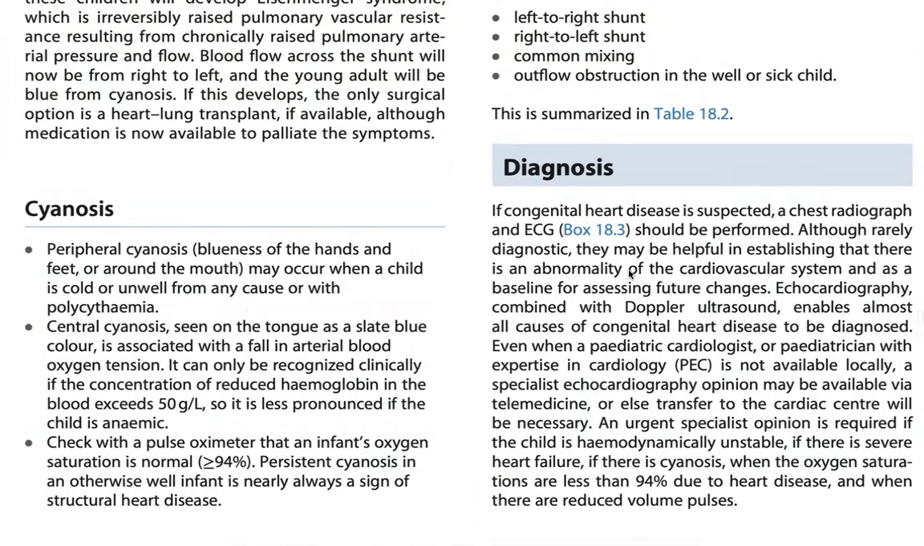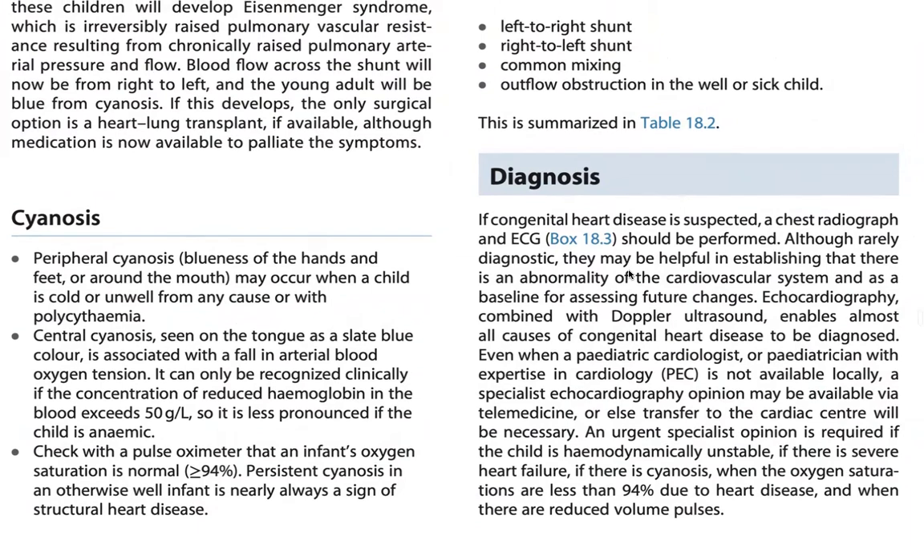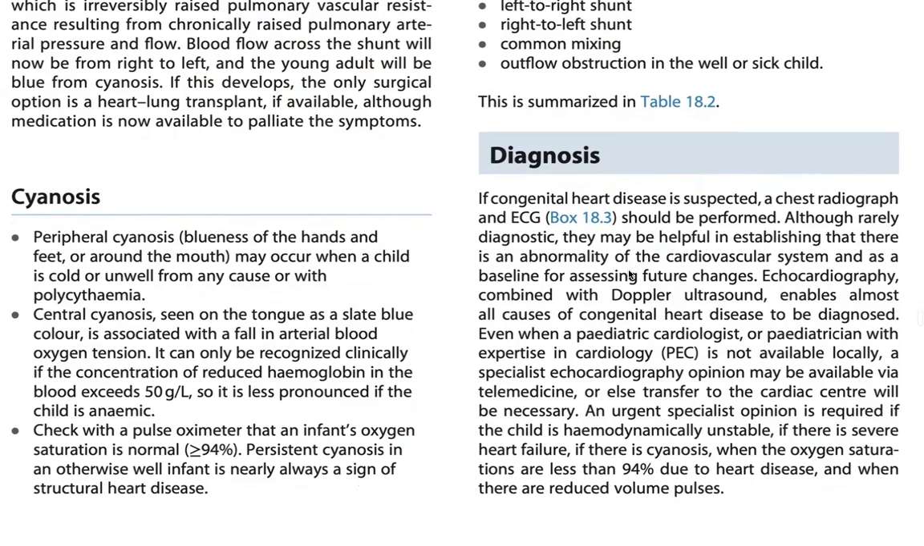Chemo, such as homocysteine or sleeping, however, is associated with a fall in arterial blood oxygenation. It can only be recognized clinically if the concentration of reducing blood exceeds 50 gram per liter. It is less pronounced as hypertension. Check with the blood swaps, but infant situation is normally 1994.